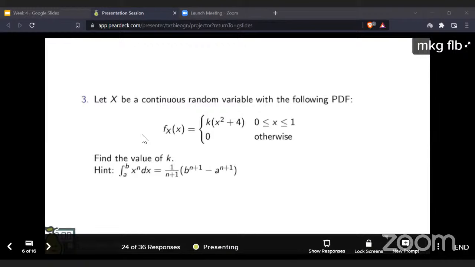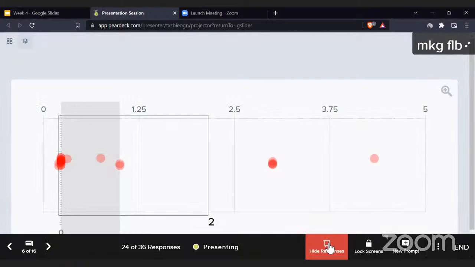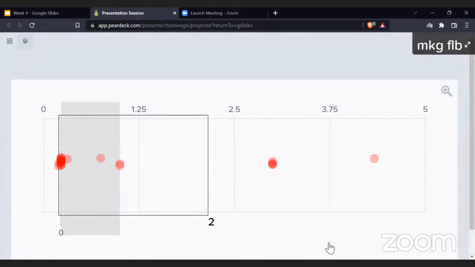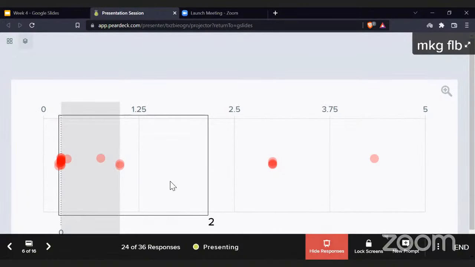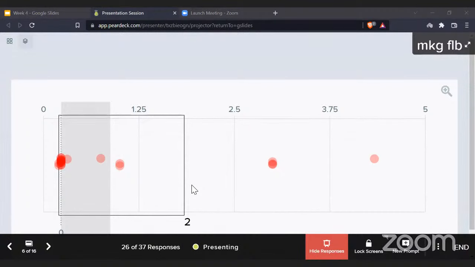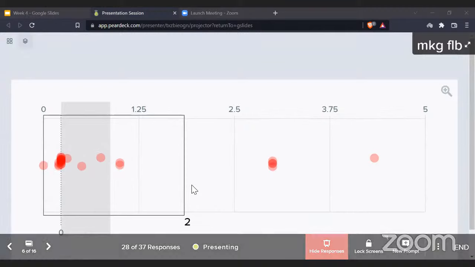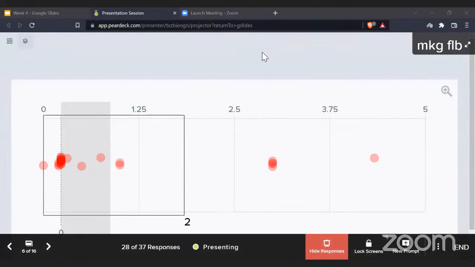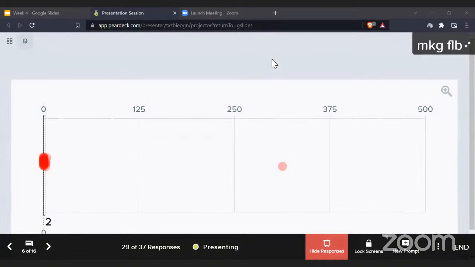So, what is the answer here? Many of you have answered it 0. Okay, 0.230.